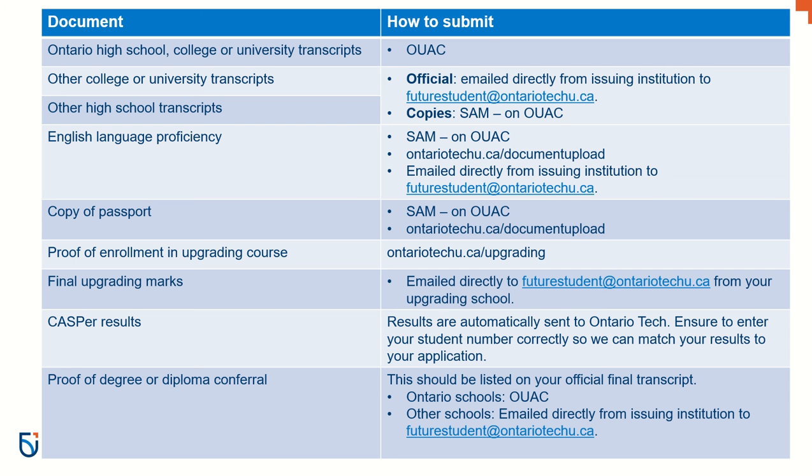If we require your passport, this can be done through SAM or through the document upload page. If you are planning on upgrading, you should give us proof of enrollment in that course first, and that can be done at ontariotechu.ca/upgrading. Your final upgrading marks should be emailed directly to Future Student from your upgrading school. If you want to submit a copy while we wait for an official, that can also be sent through SAM or the document upload page.